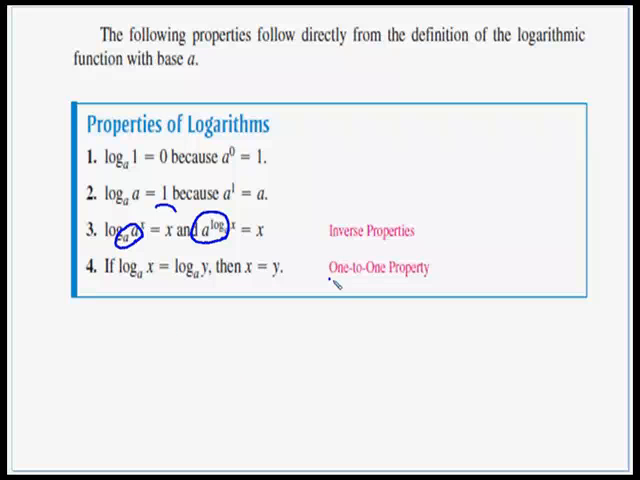And we also have a one-to-one property for logs. If log base a of x is equal to log base a of y, then that tells us that x is equal to y. Because it's the same log base a, we can just set x and y equal.